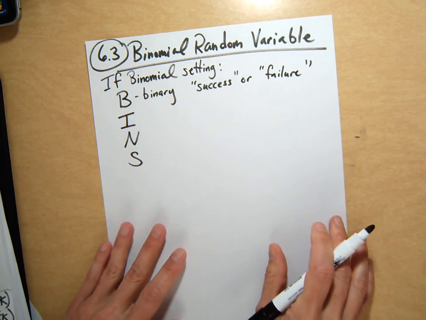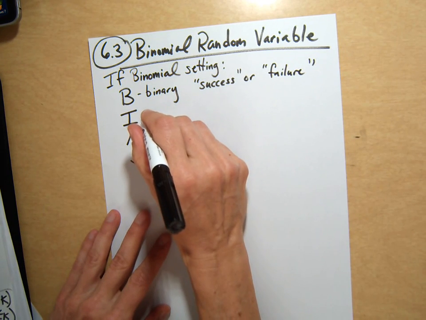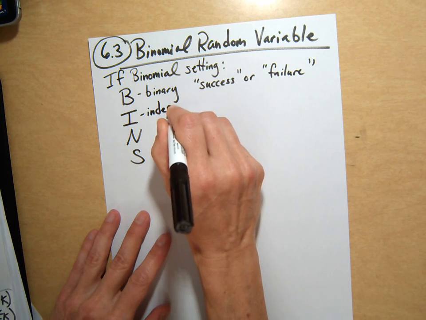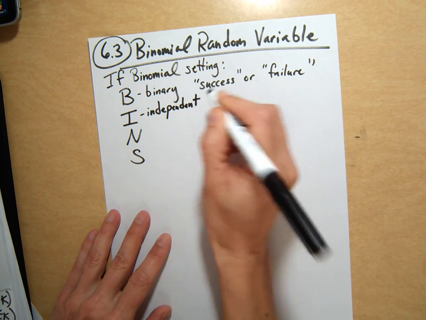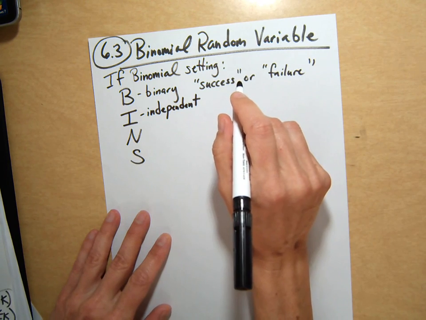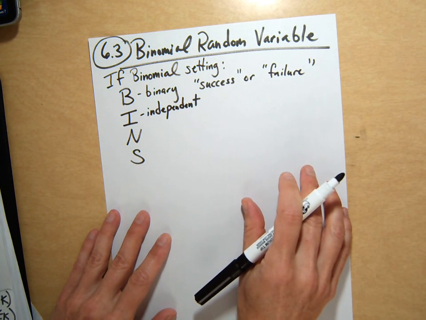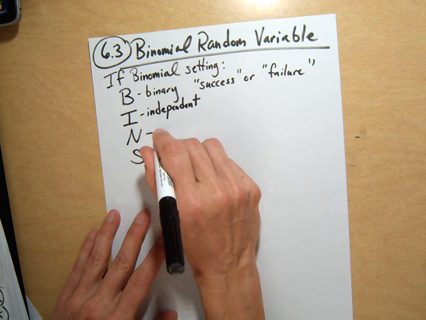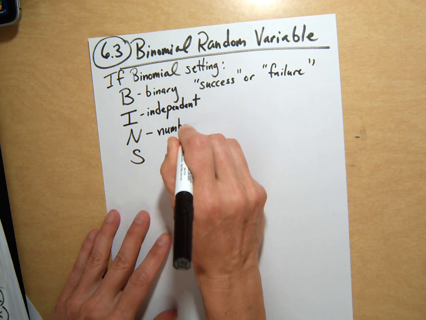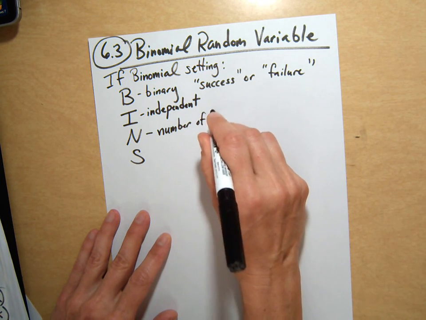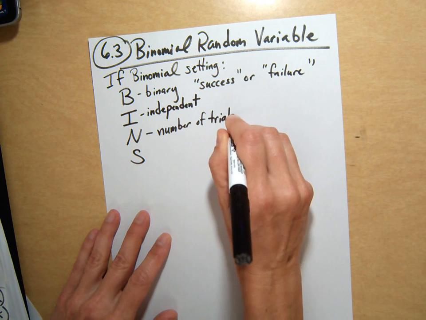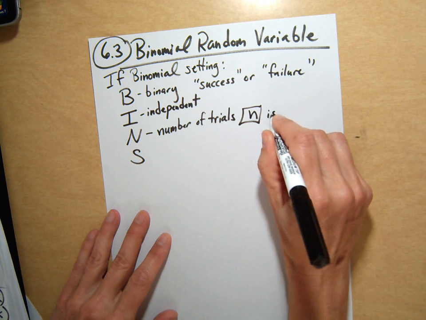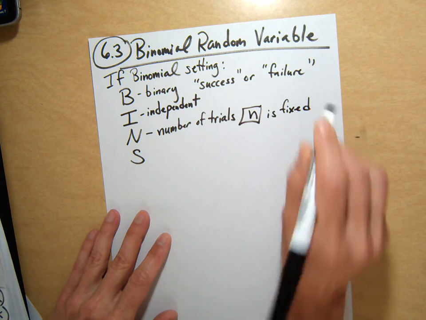Success or failure, binary. Independent: each trial, the probability of one does not affect the other. That means we have met the independence condition, so the probability of one event does not affect the probability of the next happening. N stands for there's a fixed number of times we're going to do something. So we're going to try to shoot a basket 10 times. N is for number of trials, and it's fixed ahead of time before we start.